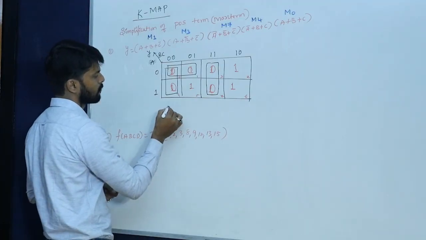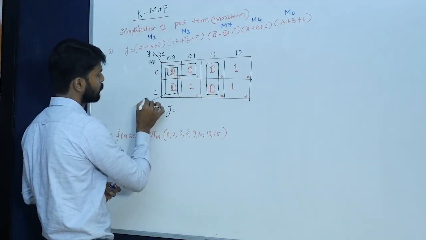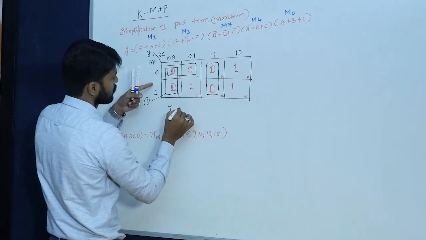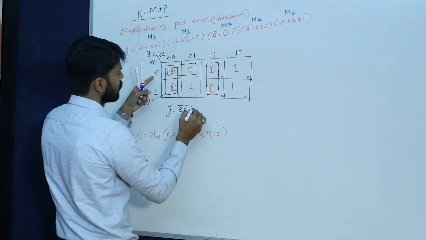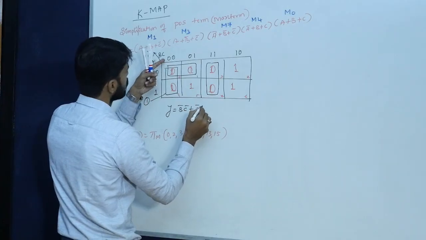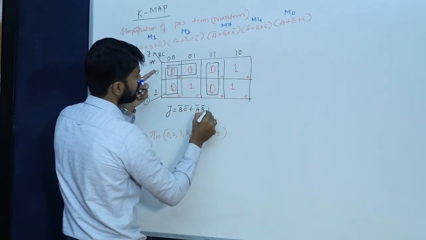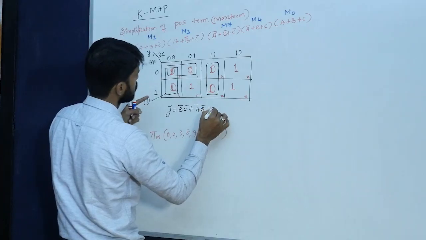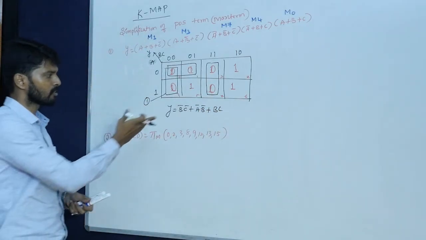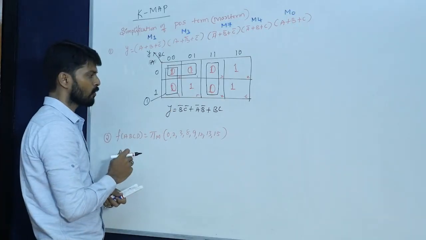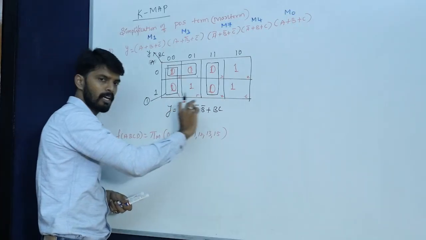So then finally I am getting Y is equal to, in the first group, see, these do get cancelled, only the B bar C bar, plus, in this case, only A bar B bar, plus, in this case, this does get cancelled, only the BC. First you write like this, but this is not the POS equation. So in order to get the POS equation, first we need to write in the SOP form.